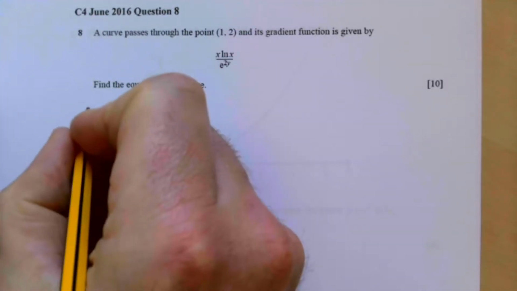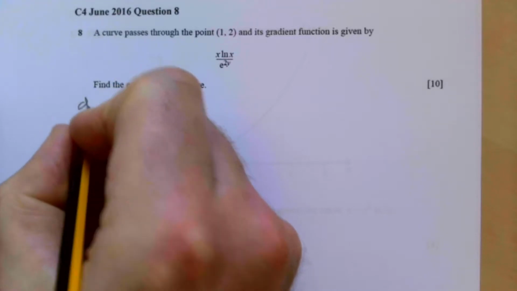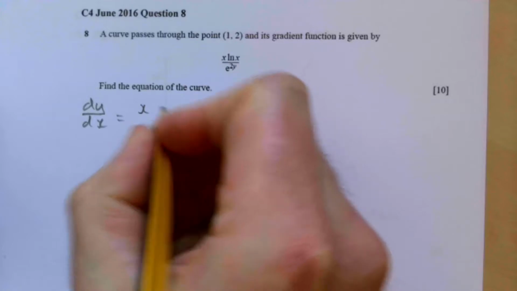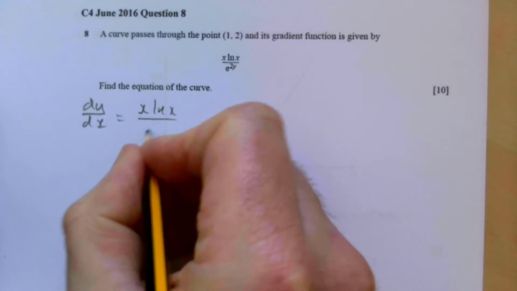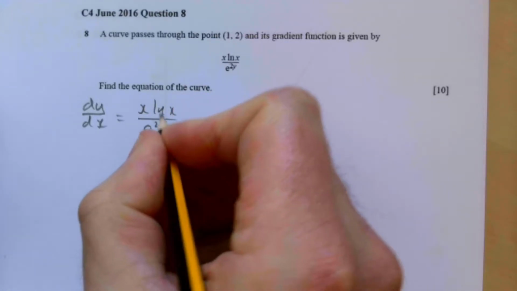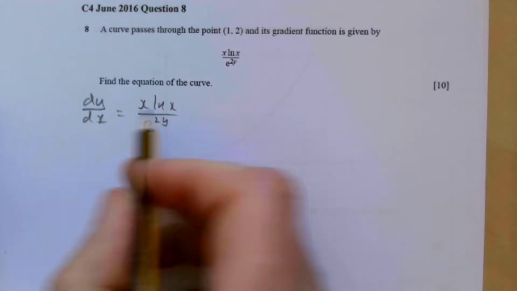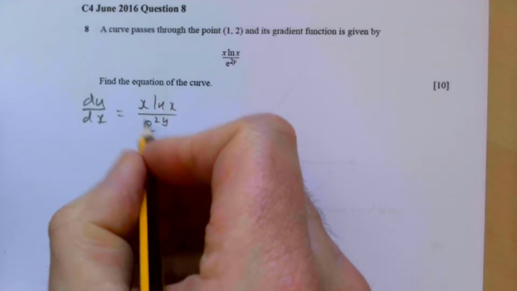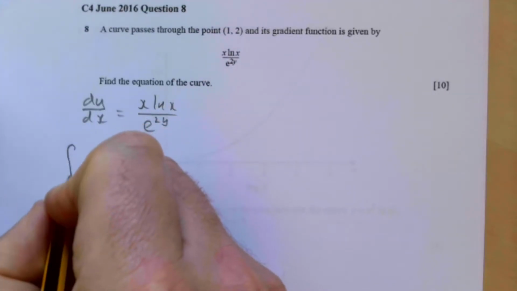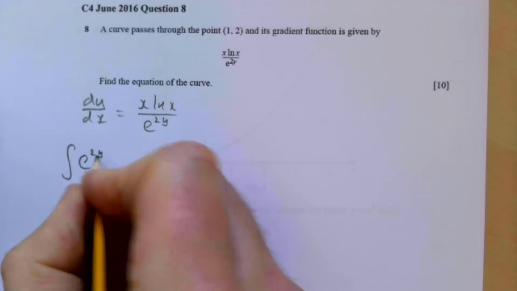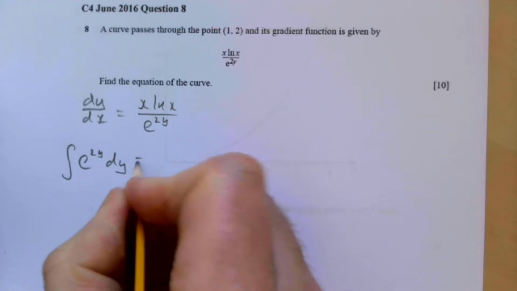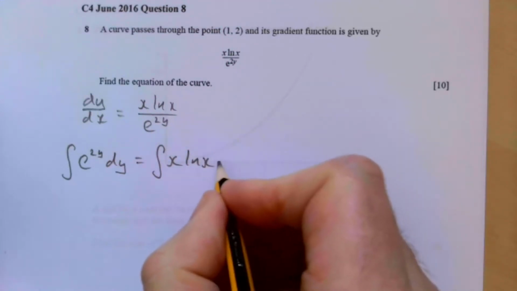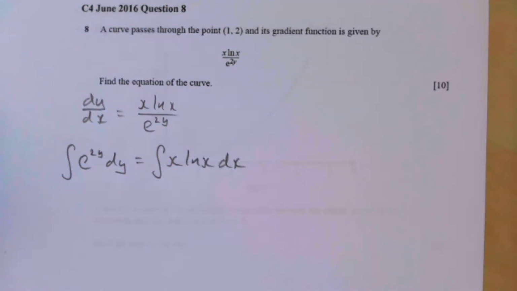So I'm going to set this in as dy/dx equals x ln x all over e to the 2y. I'm now going to effectively cross multiply and integrate both sides. So if I multiply up the e to the 2y here, it's going to be the integral of e to the 2y dy equals the integral of x ln x dx.